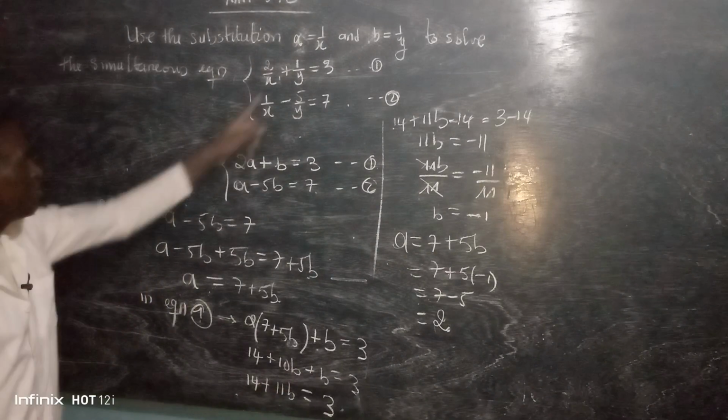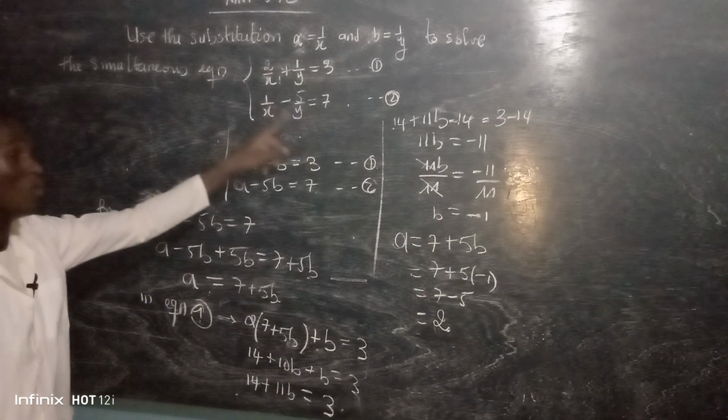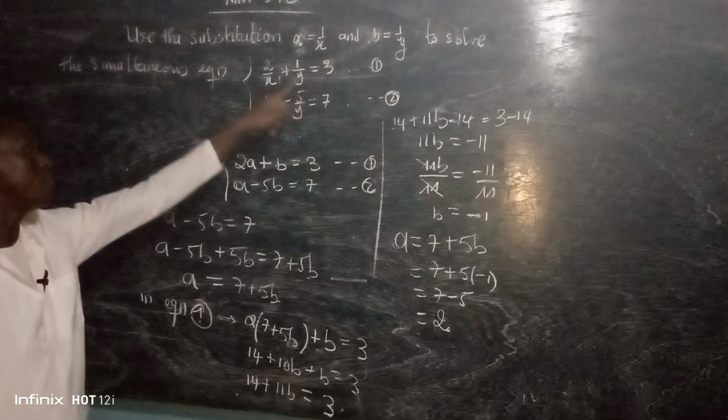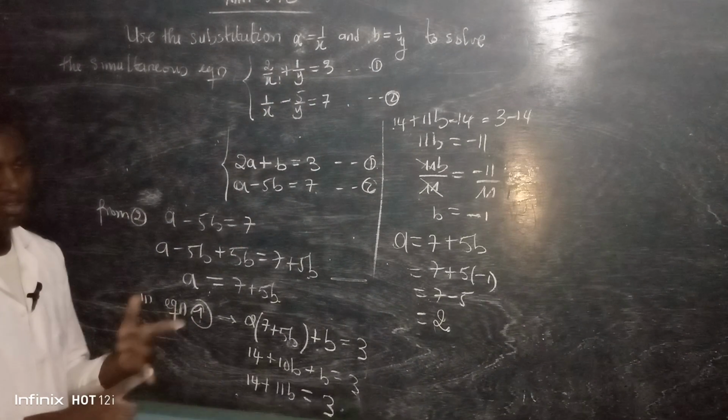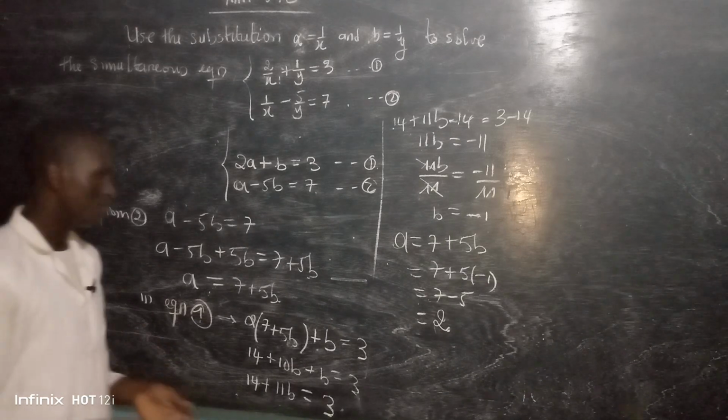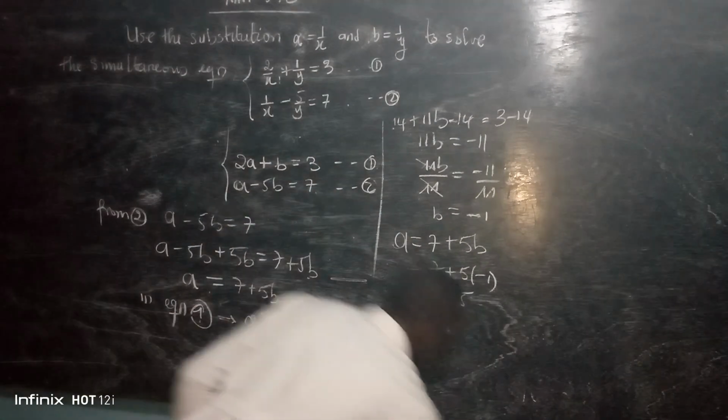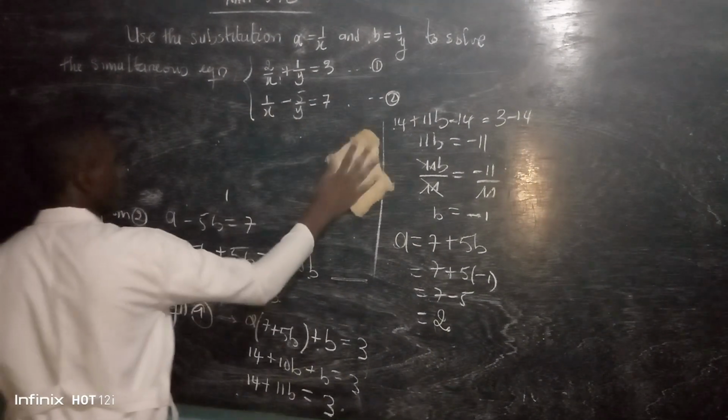But we are solving the equation for x and y, not a and b. Because this equation is in terms of x and y, we want to look for the value of x and the value of y. Now, let's clean this up so that we have some space to proceed.